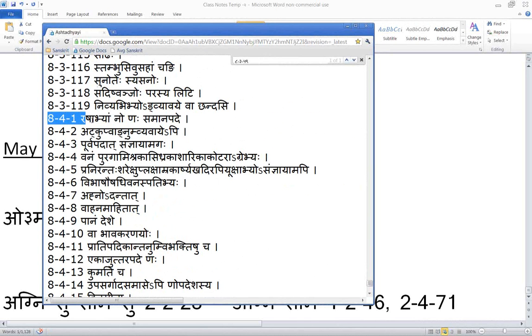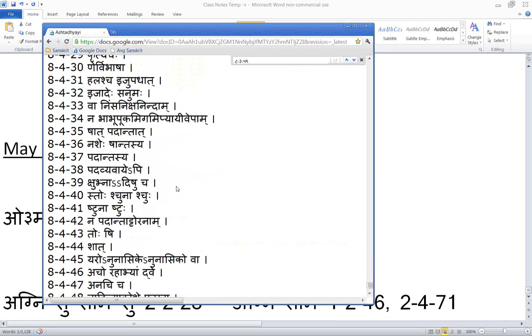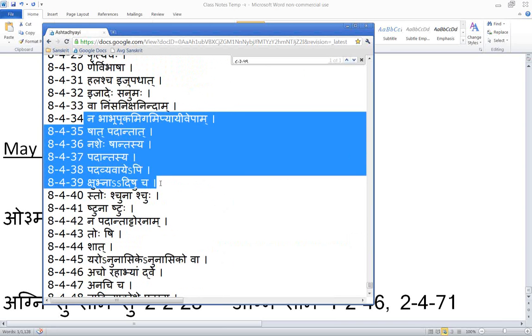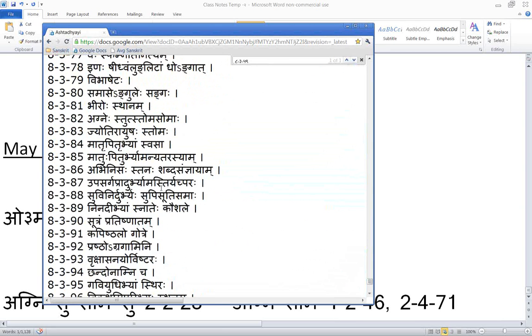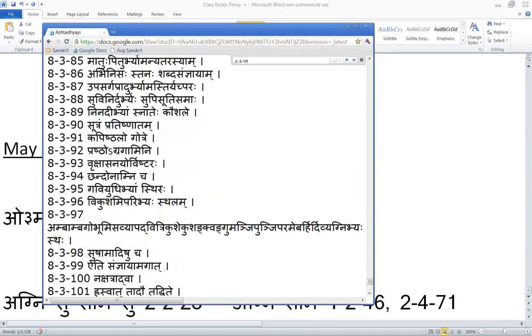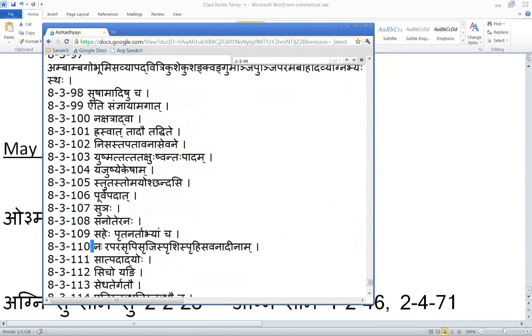When we talk of changing of na to na, the last 6 rules talk about when the change does not happen. Starting from this rule of na up to this one, it will tell you when nattam does not take place. Similarly, when you're talking about the murdhanya adeshaha, here also there is a section at the end which tells us when it does not happen.